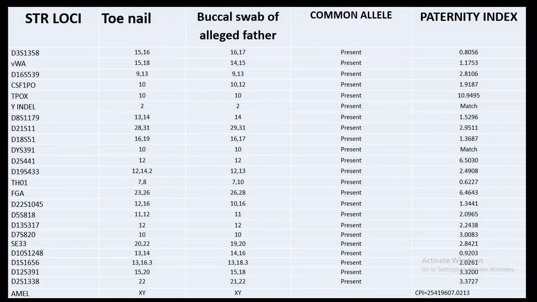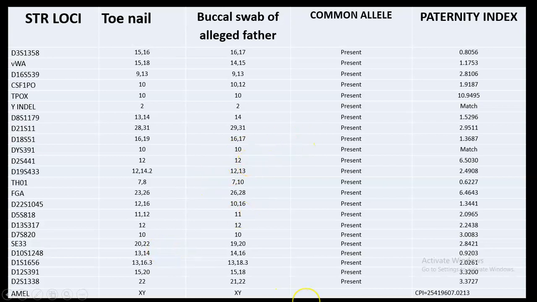So this is the table of results. These are the various STR markers or loci that were typed. Then this is the profile coming from the toenail or generated from the toenail. These are the various alleles and the various markers. This is the profile generated from the alleged father of the missing child. These are the various alleles and the various loci or markers.